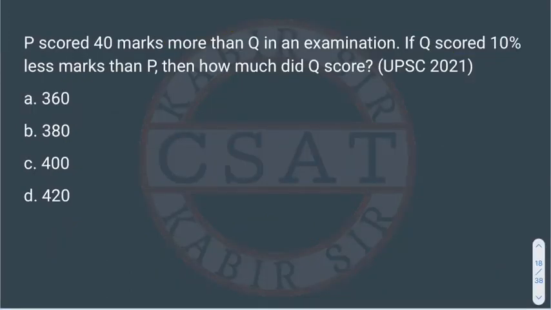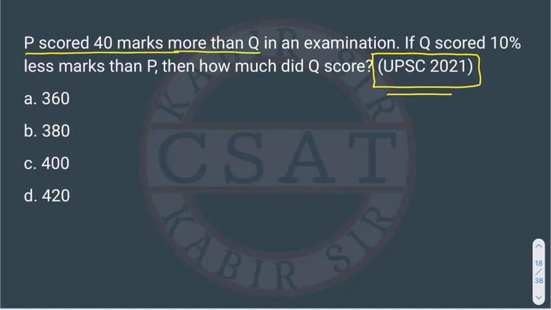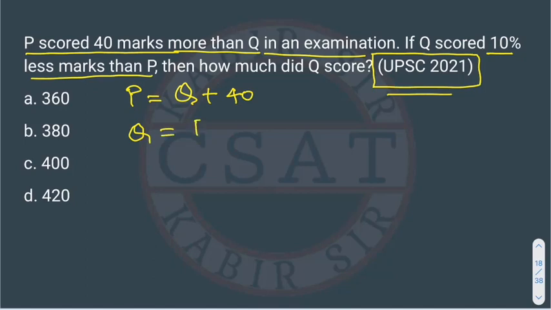So now this is again a question from percentage asked in the UPSC 2021 CSAT exam, right? So what is the question? P scored 40 marks more than Q in an examination. If Q scored 10% less marks than P, how much did Q score? Q is scoring 10% less marks than P, right? So the equation will be like this.